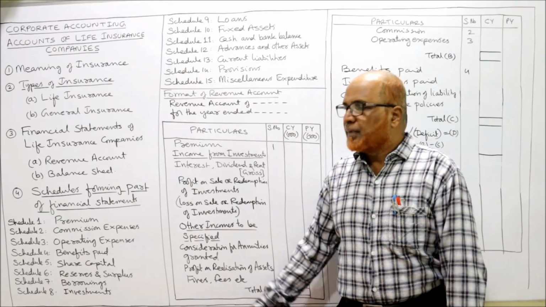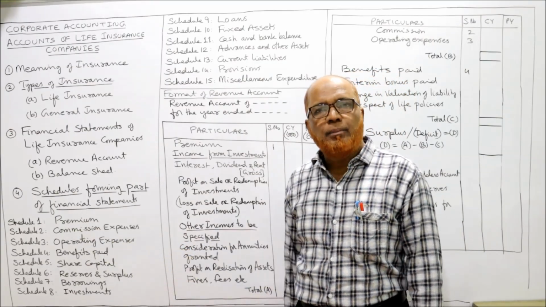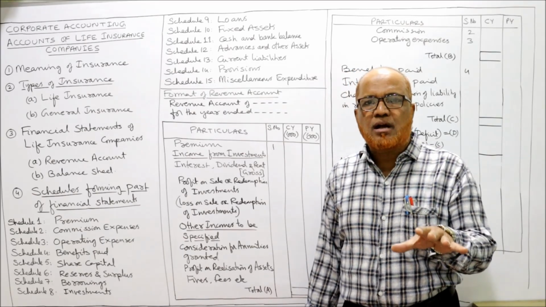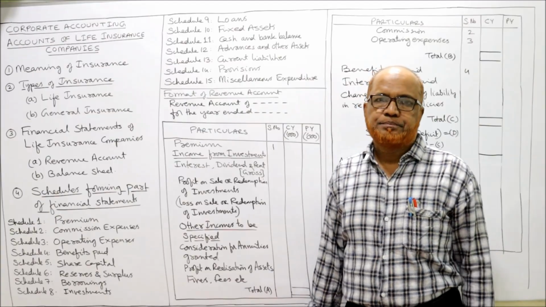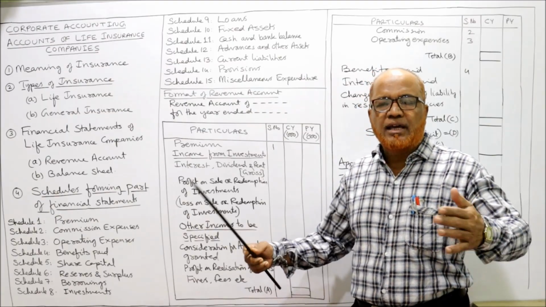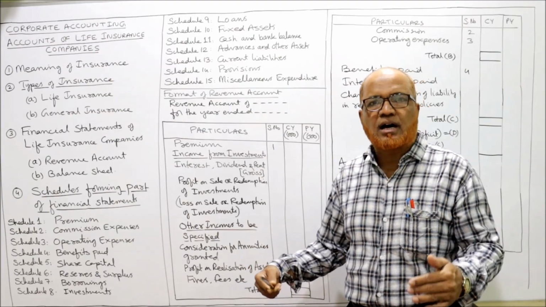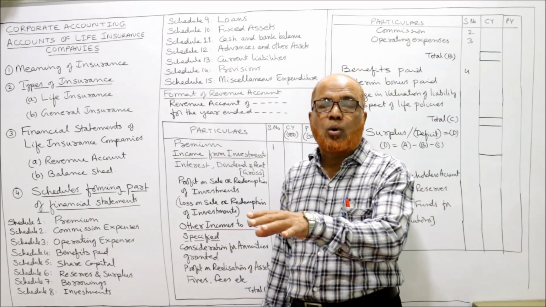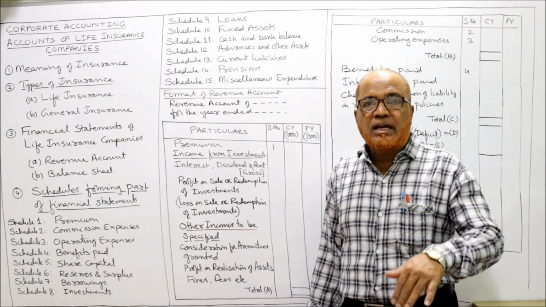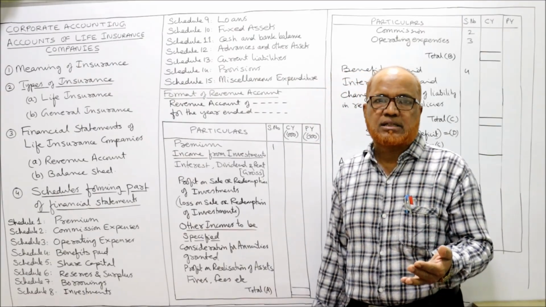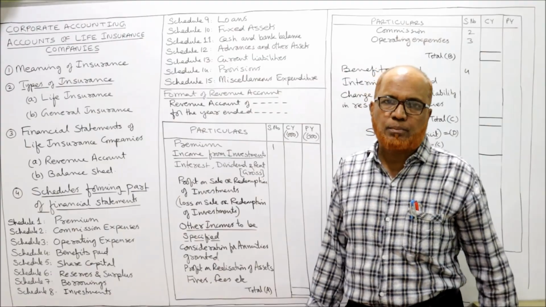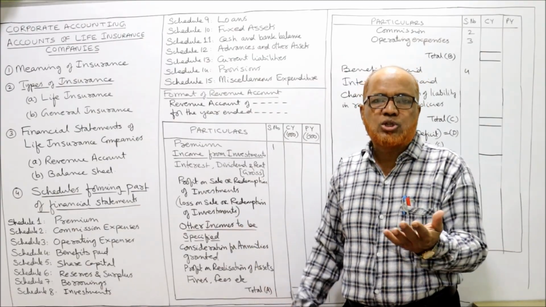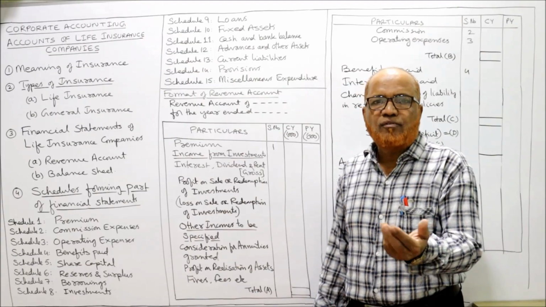So you have to remember, the first schedule is regarding premium. The main income of the insurance company is premium. Insurance company को सबसे बड़ा income, inflow जो पैसा आता है, वो premium से आता है. Premium is the amount paid by policy holders. The people who entered into insurance contract, they will pay premium to the insurance company. So every year crores of rupees will be collected by the insurance company in the form of premium.